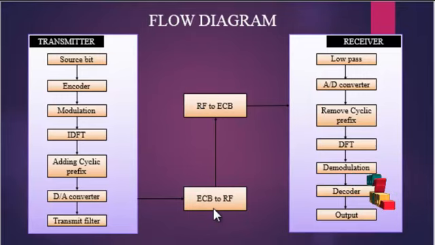ECB is equivalent complex baseband, to RF and RF to ECB. Then it is given to a low pass filter. Then we perform the A to D converter, which performs the reverse operation of the D to A function. On the receiver side we have the reverse functions of the transmitter side. Then removing the cyclic prefix, then performing DFT, then QAM demodulation.